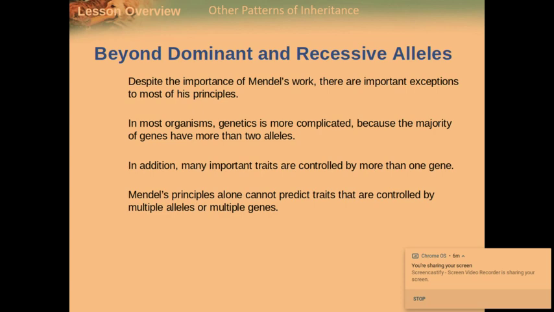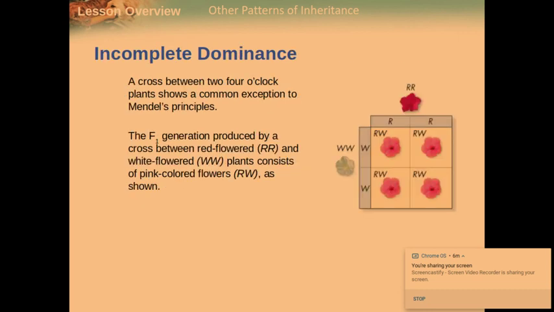So despite the importance of Mendel's work, there are important exceptions to most of his principles. In most organisms, genetics is more complicated because the majority of genes have more than 2 alleles. In addition, many important traits are controlled by more than one gene. Mendel's principles alone cannot predict traits that are controlled by multiple alleles or multiple genes.